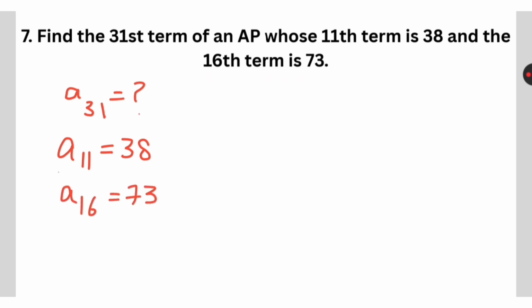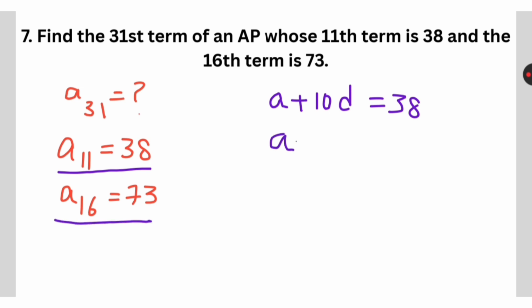We know that the 11th term we can write as a plus 10d, so that is 38. And also we know that a_16 is nothing but a plus 15d, and the term is 73.